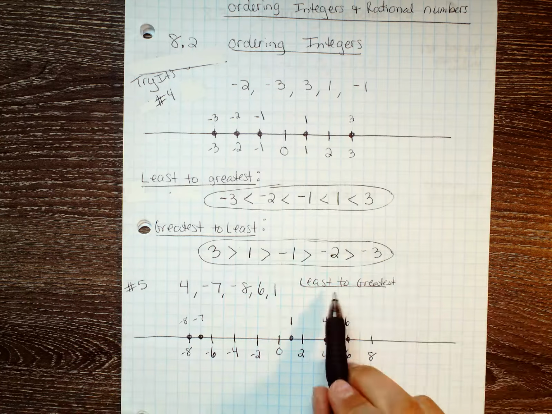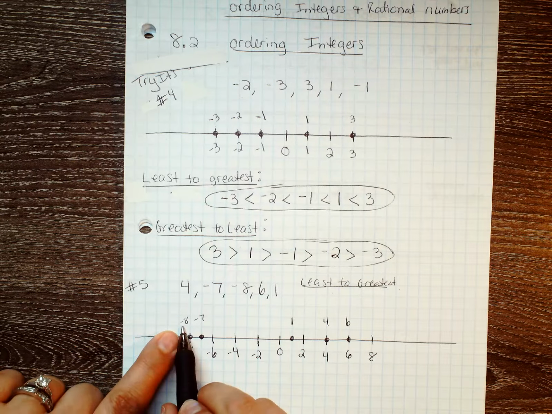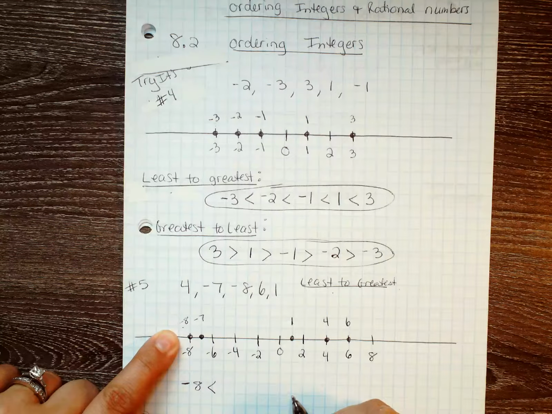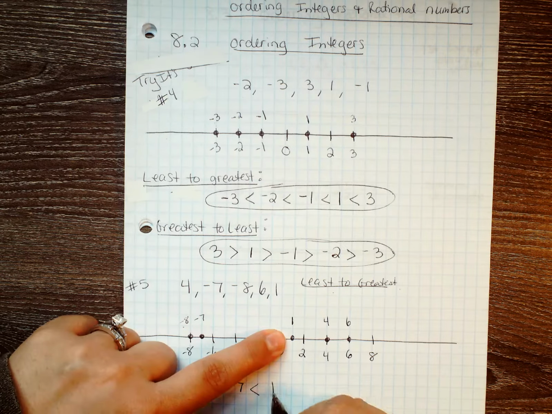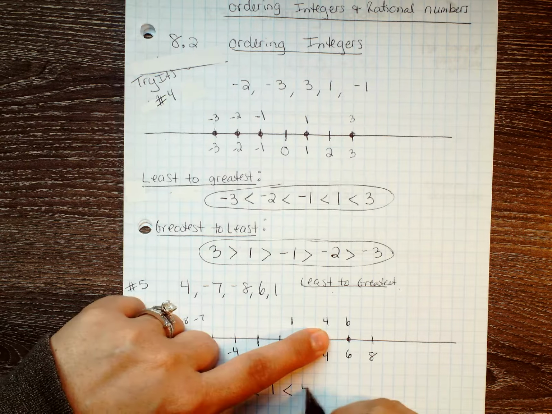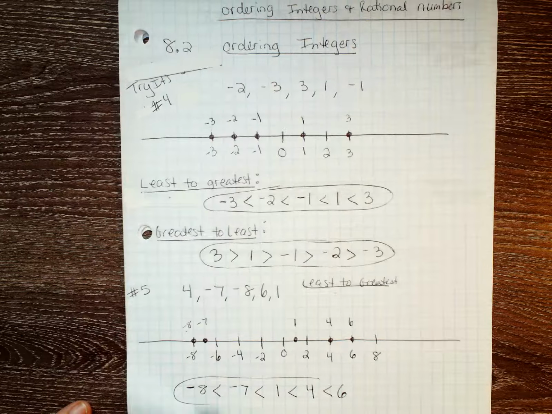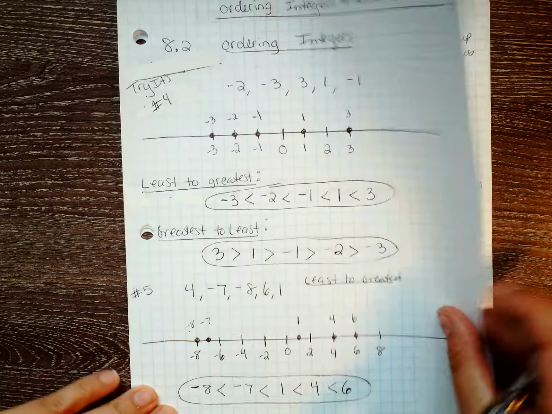All right, so they're asking least to greatest. So we're going to go all the way to the left because that's our least. And we're going to write them in order. And don't forget your inequality signs. So you're going to do less than because it's asking for least to greatest. So it's going to be -8 is less than -7, which is less than 1, which is less than 4, which is less than 6. And then I'm going to circle it. Okay. And that is for 8.2.